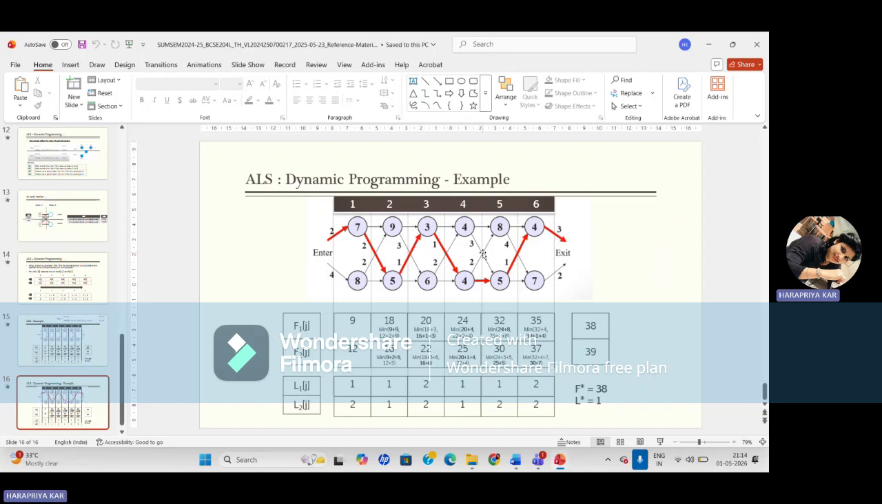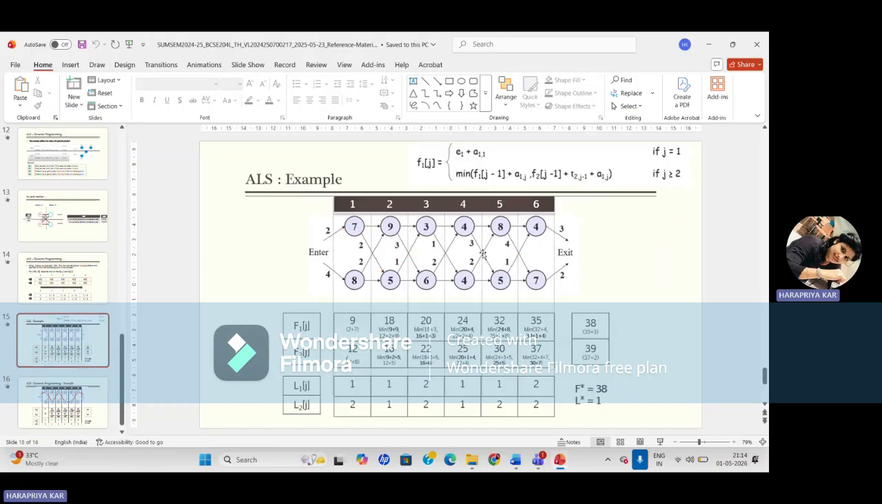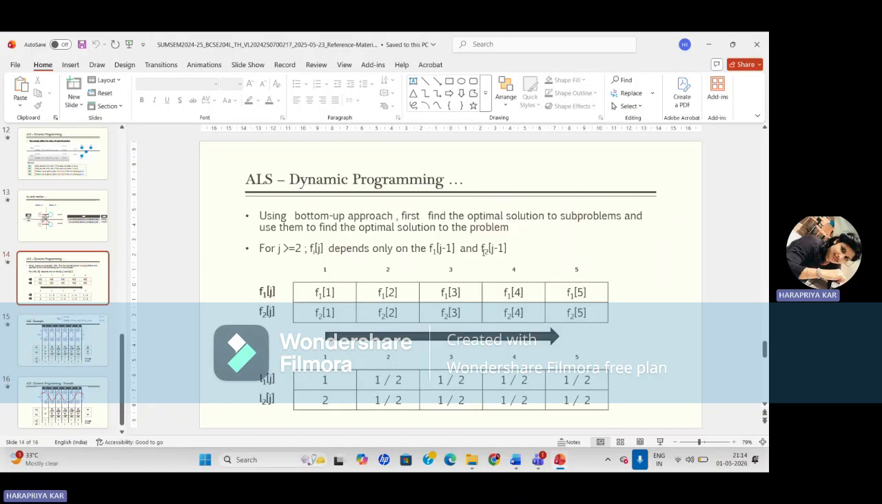Okay. So this is about our assembly line scheduling, how it is working and how the objective function is working for how we are computing.